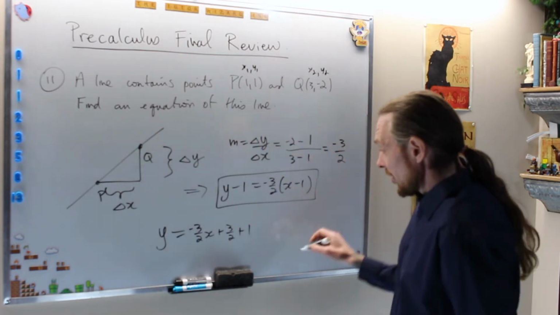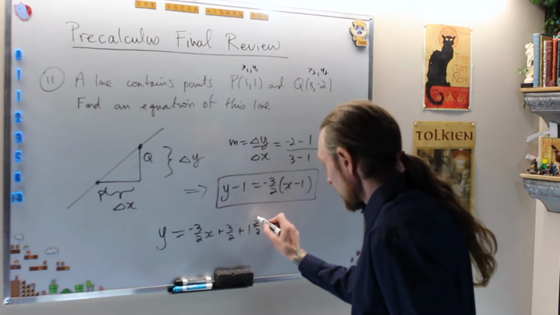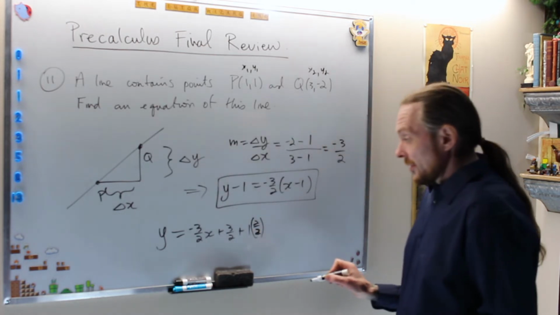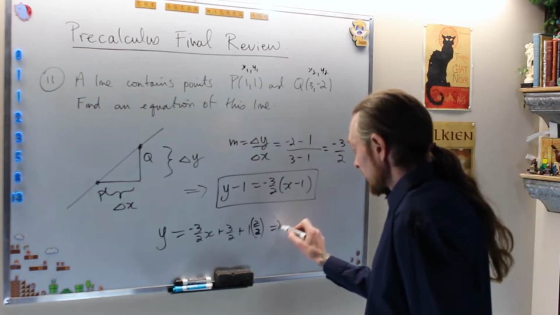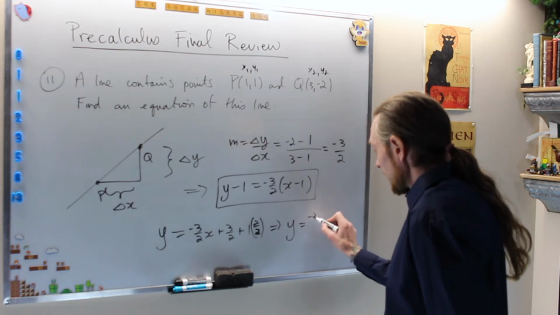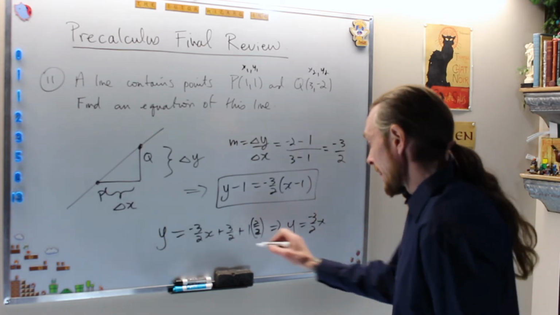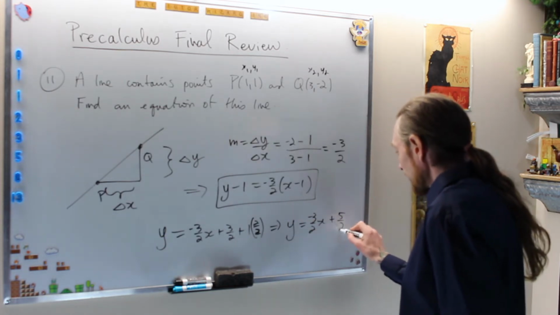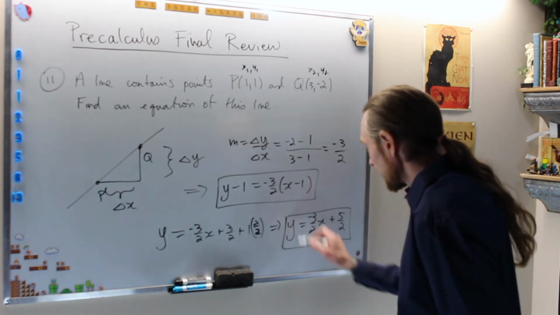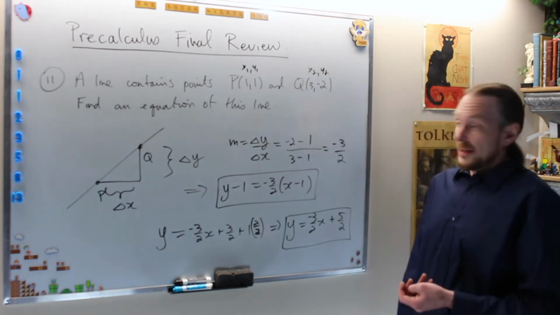I'm moving this over also, and this is going to give me a common denominator. 2 over 2 is what I multiply by. So this gives me y equals -3 over 2x plus 5 over 2. This is the slope-intercept form of the line.